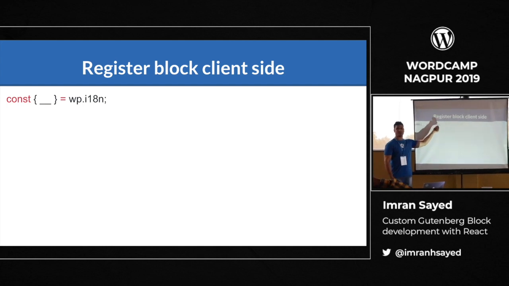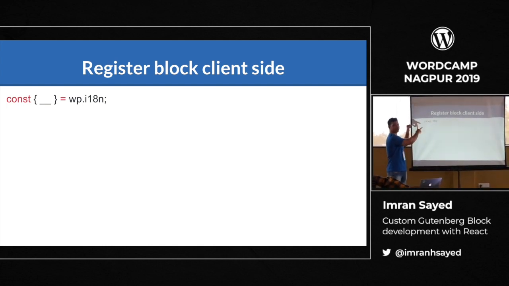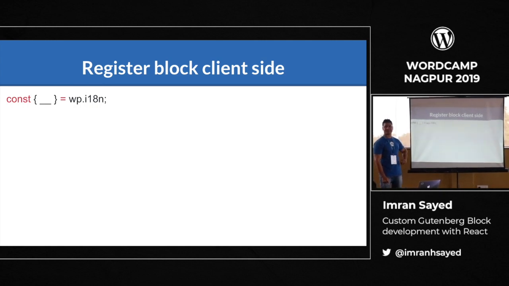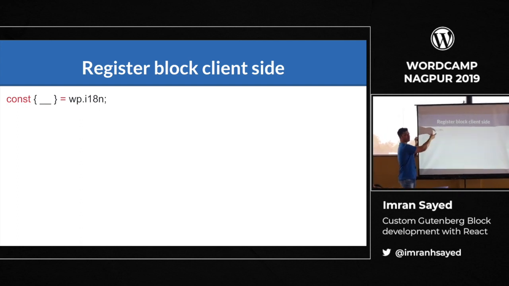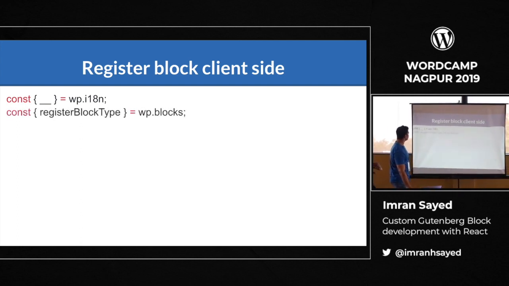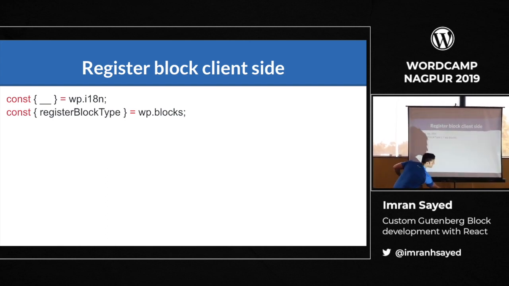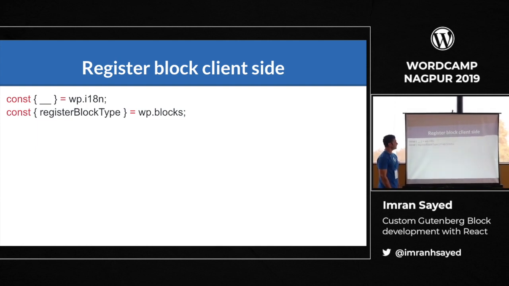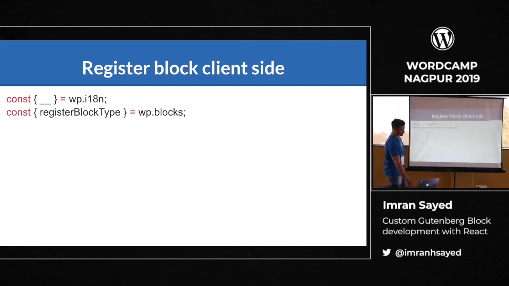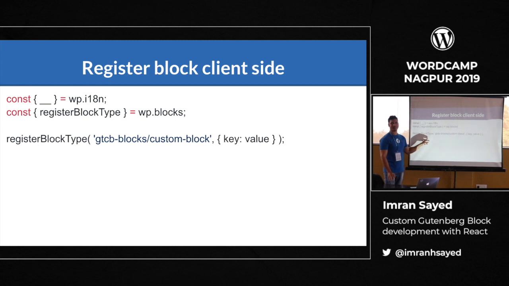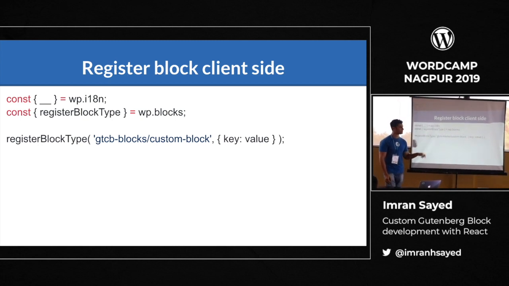Now this will be available as an object, and you can pull out this function. Same thing you will do here. And we are using object destructuring to pull the function out of this object. Okay. Then we are pulling out the register block type function out of the wp blocks object. So this function will help us register a block client side in the browser.